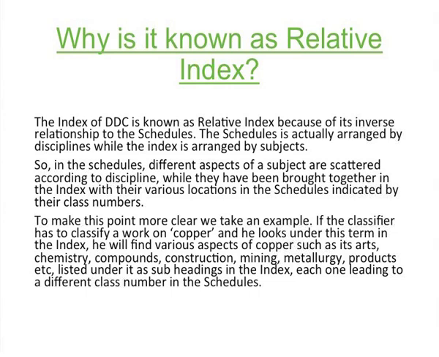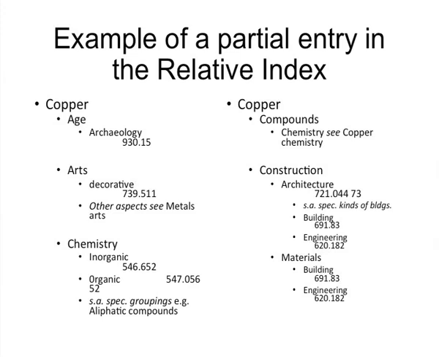Suppose a classifier has to classify a book on copper, and he looks under the term copper in the index. Then he will find various aspects of copper in it, such as copper arts, copper chemistry, copper compounds, copper construction, copper mining, etcetera. These different aspects of copper have been listed in the subheadings of copper in the index. Each subheading has its own class number in the schedules. Now, I take an example from the relative index, an actual partial entry of copper.